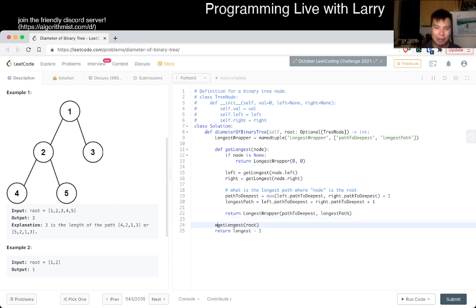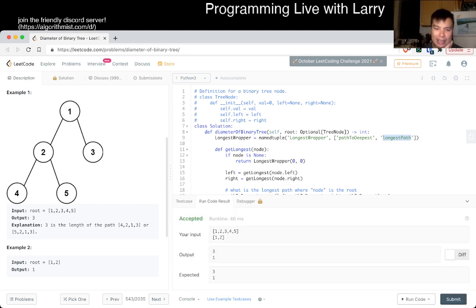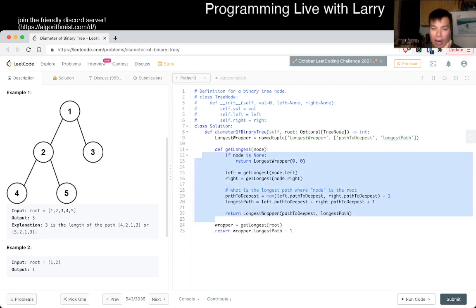I call it wrapper, but I don't know. Like I said, you can name it what you want. But then now we just take the longest path minus 1, because this is the number of nodes on the longest path, which I find is more intuitive. I don't know. Maybe we could do it the other way too. Yeah. So this looks good, and this is how you do it without a global variable.